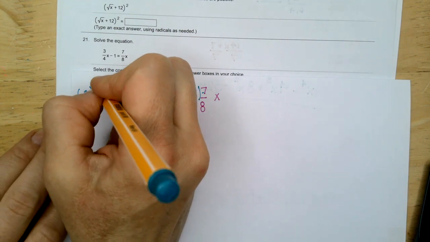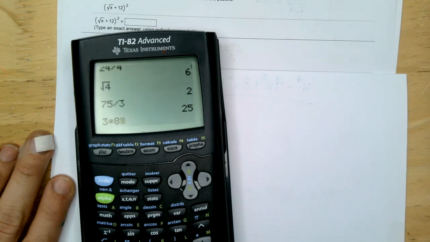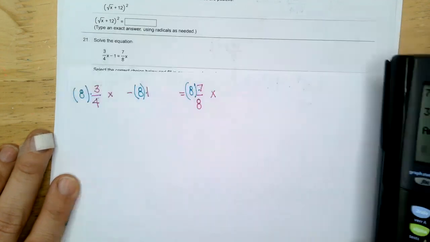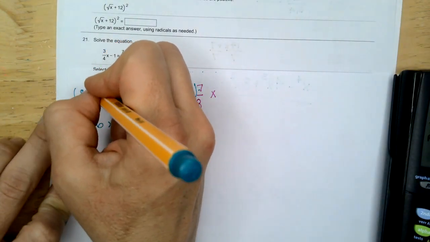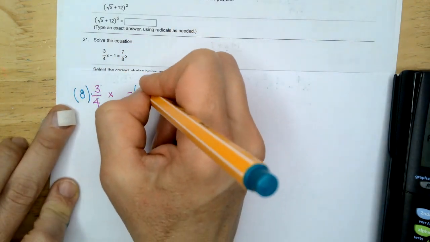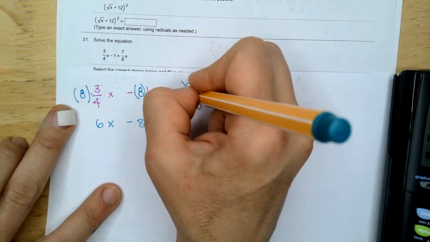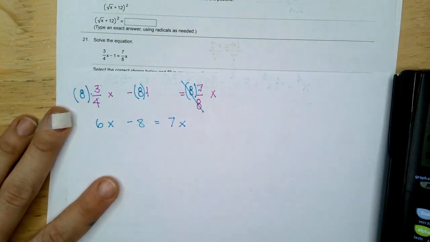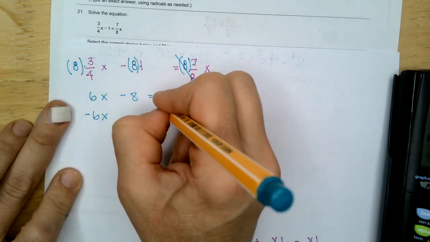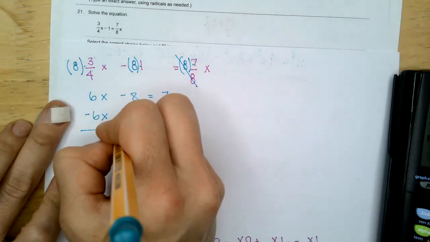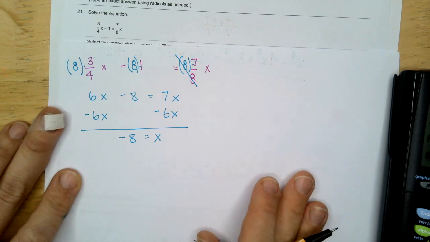So now we're taking 3. 3 was divided by 4, but now 3 is being multiplied by 8 and divided by 4. 3 times 8 is 24, divided by 4 is 6, right? Which is the same as 8 divided by 4 is 2. 2 times 3 is 6. Negative 1 times 8 is a negative 8. 7 is being multiplied by 8 and then divided by 8, so those cancel, equals 7x. Good? All right, I'm going to move the 6 over because I don't like negative variables. I would rather have a negative constant than a negative variable. 7x minus 6x is just x. x is equal to negative 8.